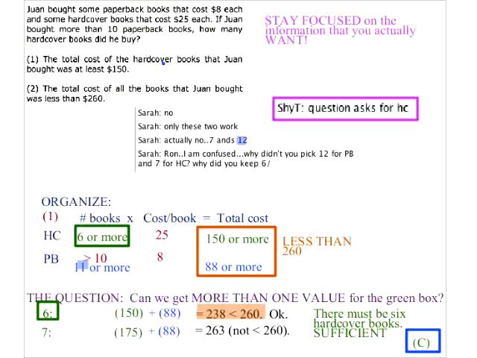So the only information that we actually want is this green box in this chart here. We just care how many hardcovers. It's totally true that we don't know the number of paperbacks, and it could be 12 or it could be 11. But we don't care.